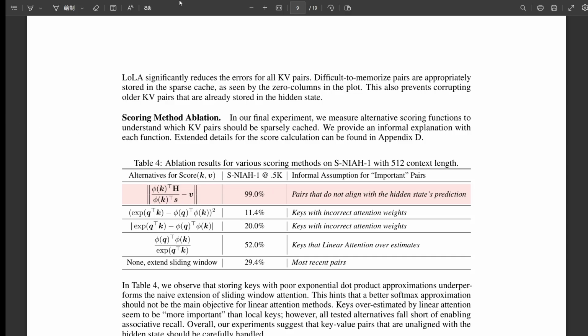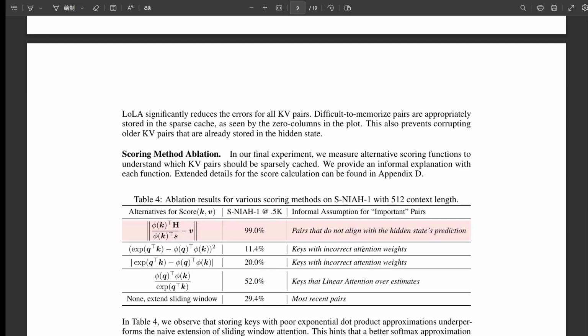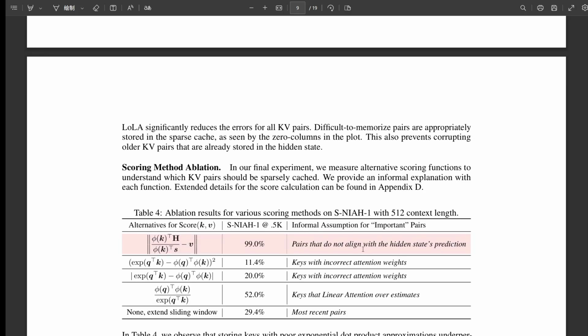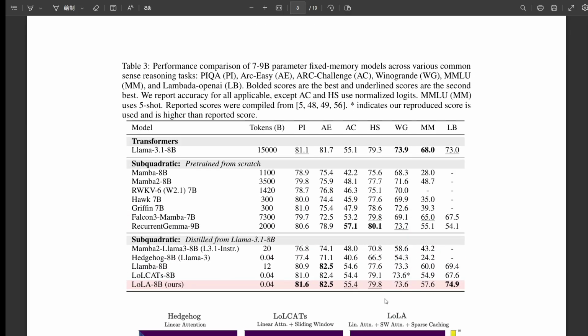Like what other methods? Like simply making the sliding window bigger or using other kinds of error signals? Those alternatives didn't yield the same strong results. So it really validates their central hypothesis about diagnosing memory collisions within the linear state itself to intelligently guide the selective caching process. Okay, this feels like a really significant step forward then in designing efficient LLMs that can actually reliably handle truly long contexts.